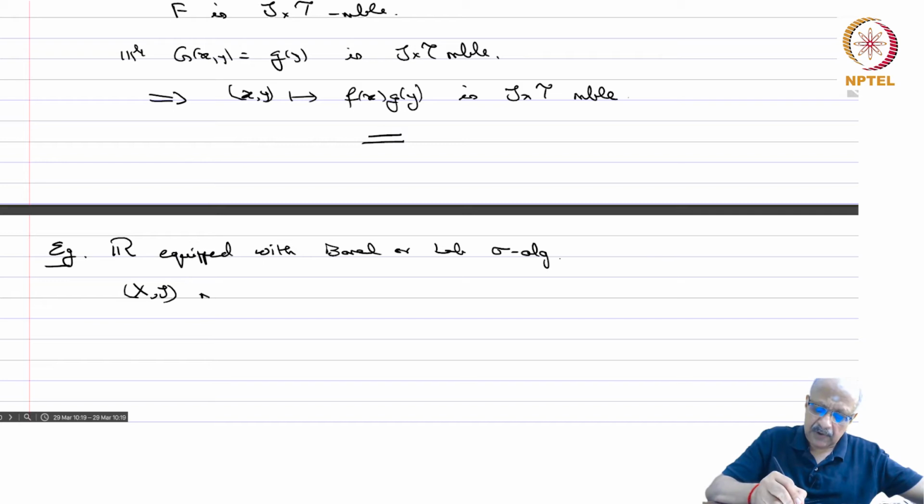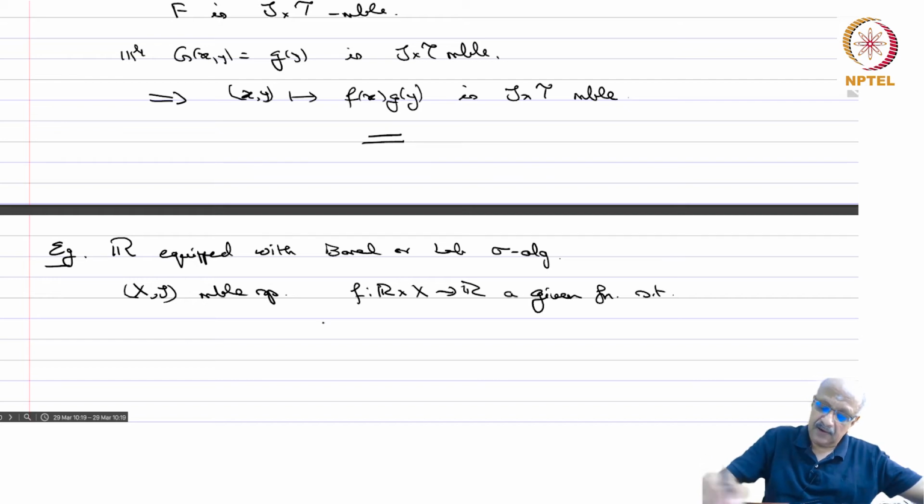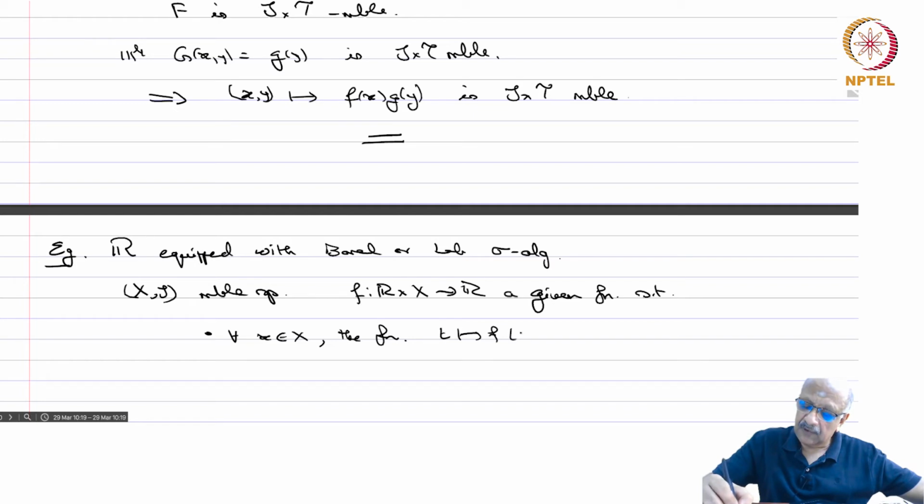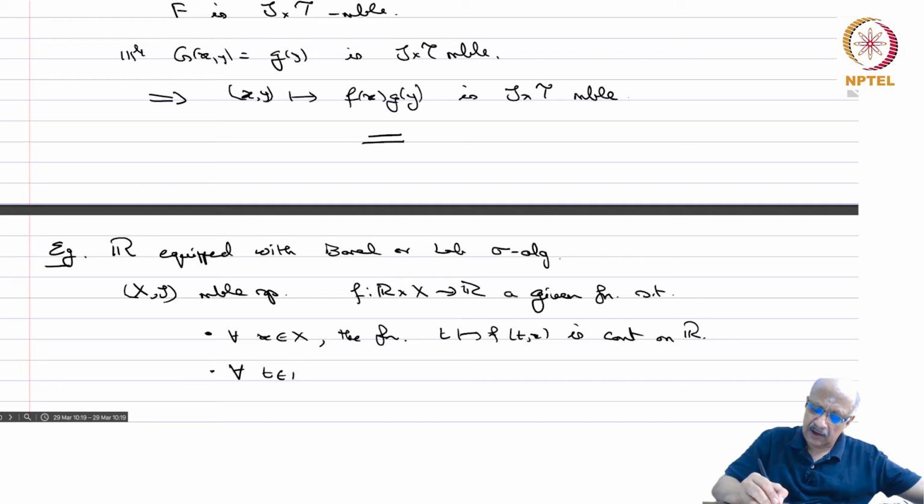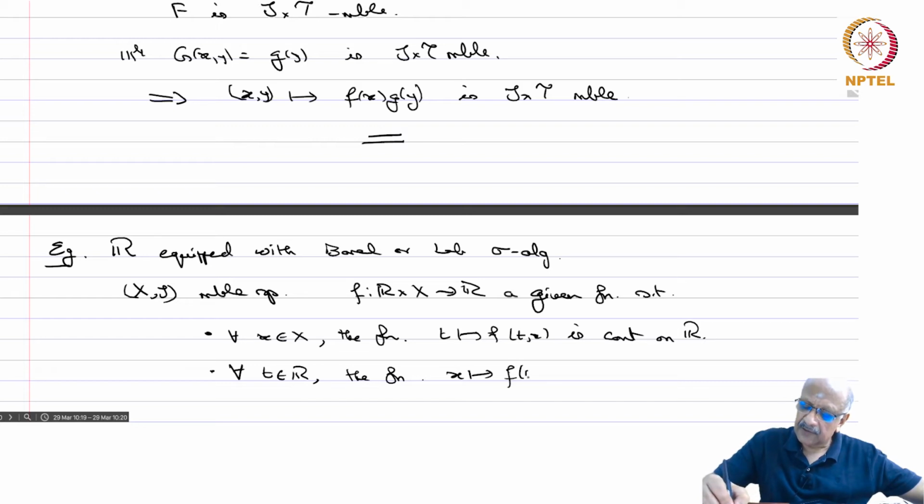X, S is a measurable space. Now f: R × X → R is a given function such that for every x in X, the function t going to f(t, x) is continuous. For every t in R, the function x going to f(t, x) is S measurable.